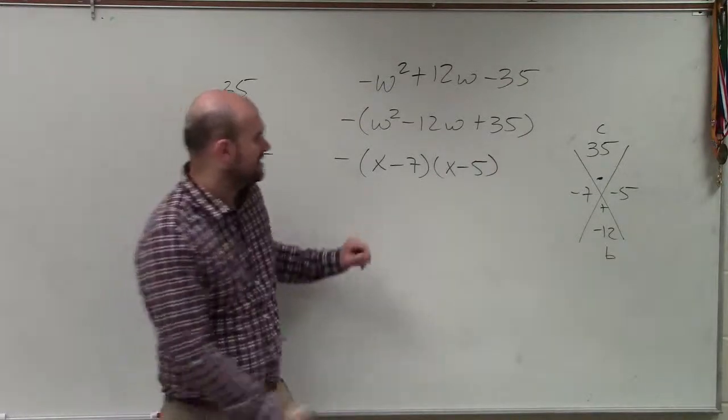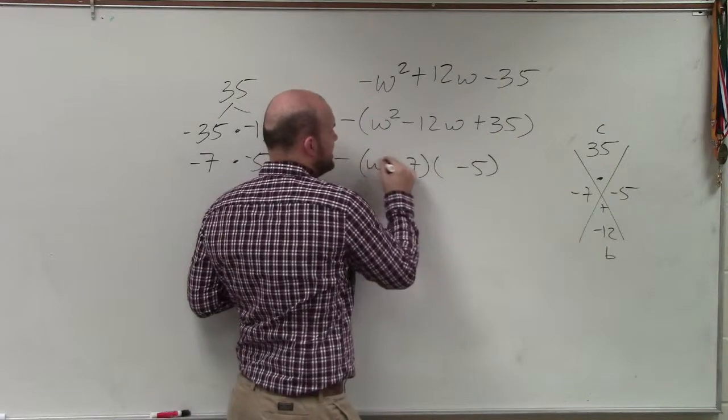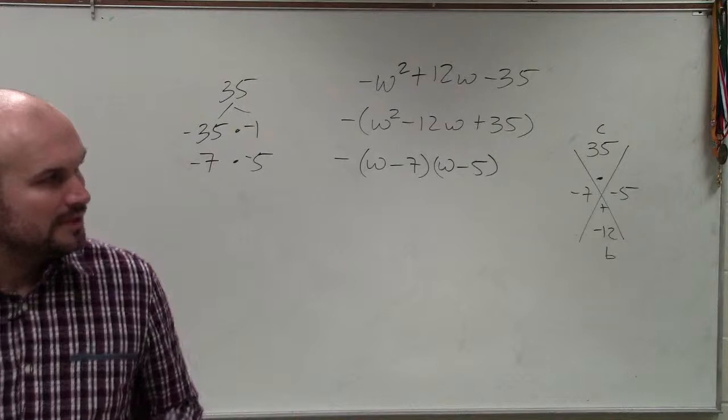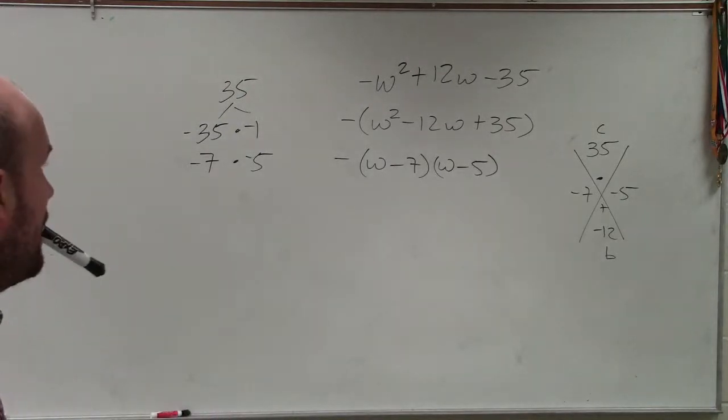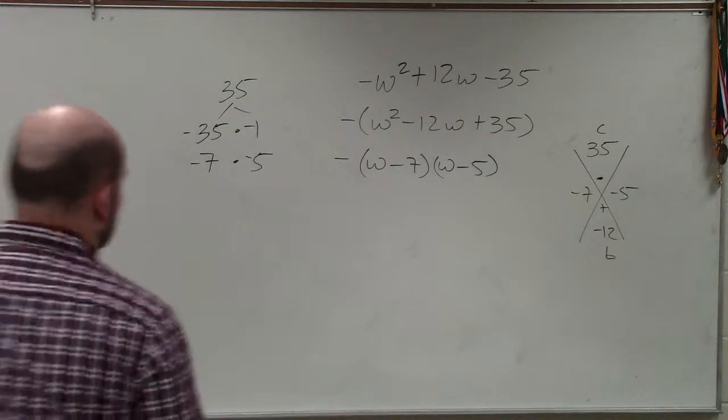I always like to factor out that negative, though. Okay? Yes? I got negative w plus 7 times w minus 5. It's the same thing. Okay, that's correct.